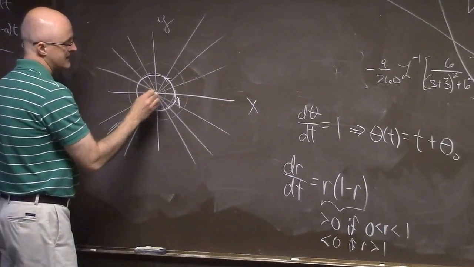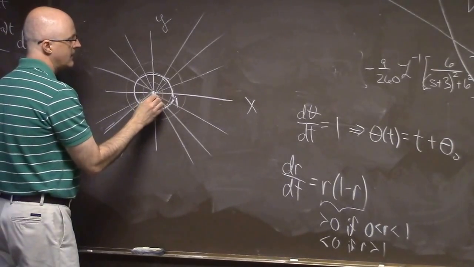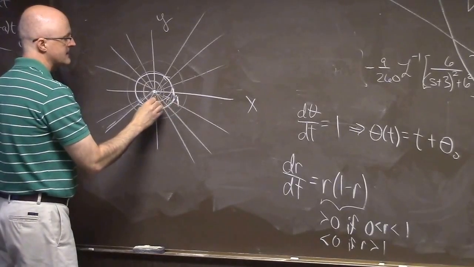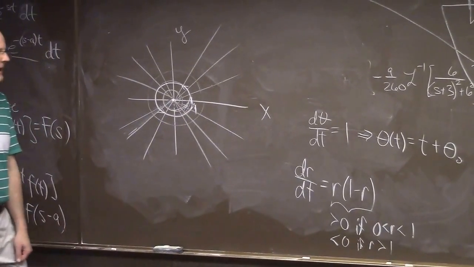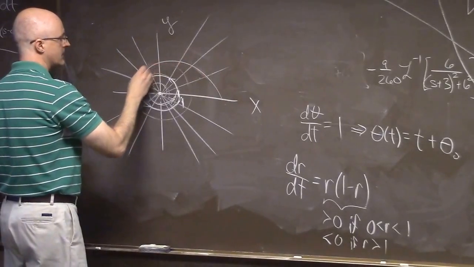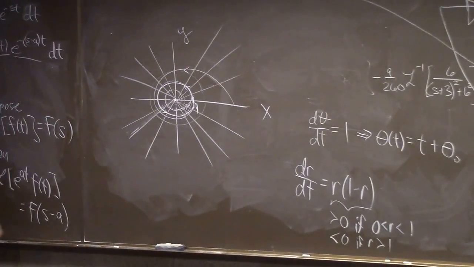The origin also is an equilibrium point. If you start out close to the origin in between here and here, you're going to rotate counterclockwise in a spiraling way. The origin is going to be a spiral source. And if you start out outside the circle of radius 1, you're going to spiral in toward that periodic solution. r has to decrease.